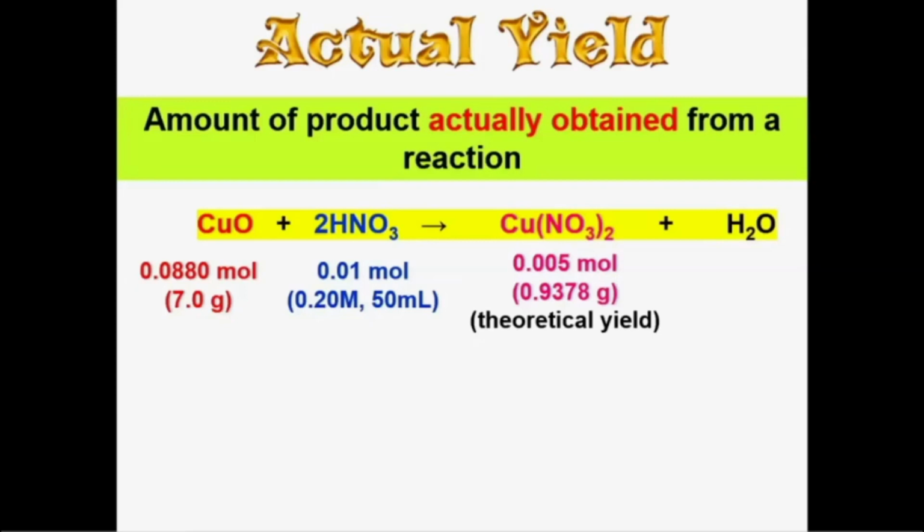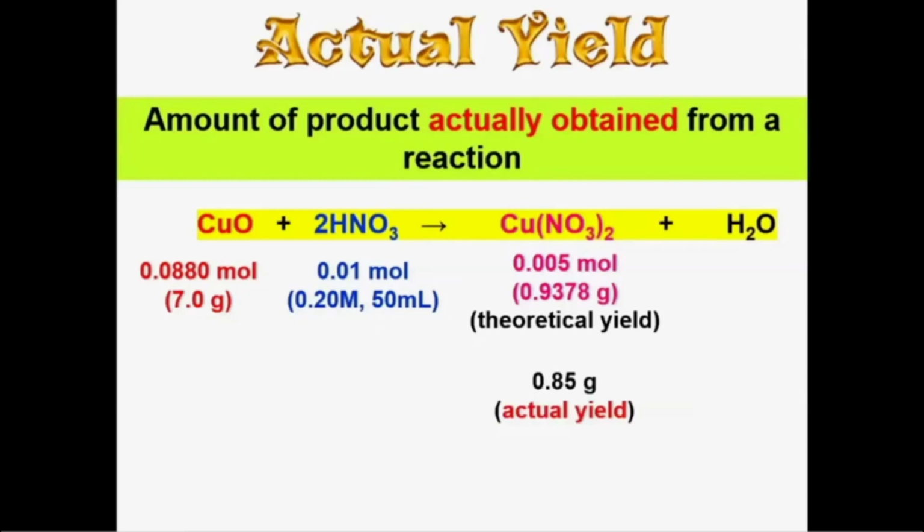Okay, the mass of copper(II) nitrate produced in this reaction is the theoretical yield. However, in the actual reaction, we don't get the 0.9378 grams that we should get for the mass of copper(II) nitrate. Instead, we only manage to get 0.85 grams. So this mass here is what we call the actual yield.